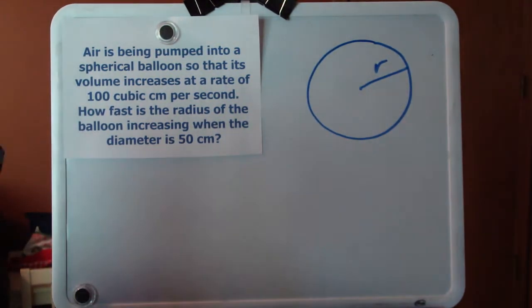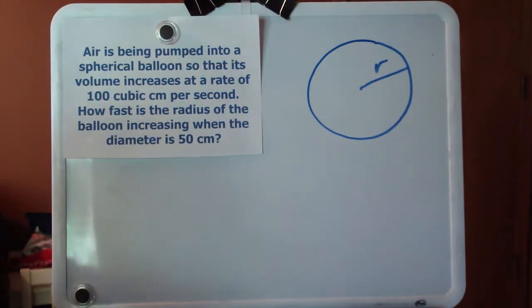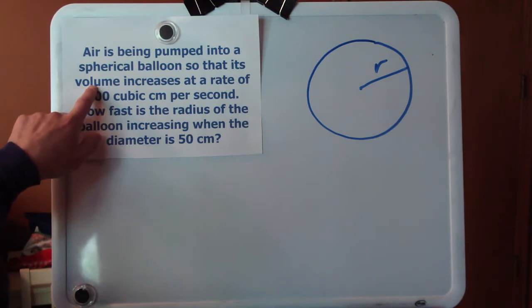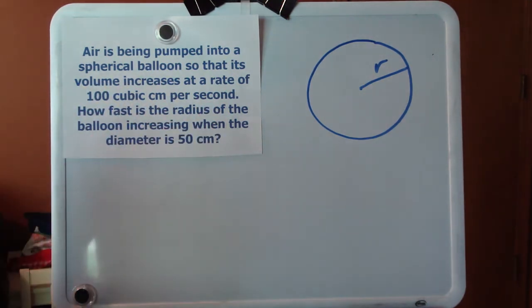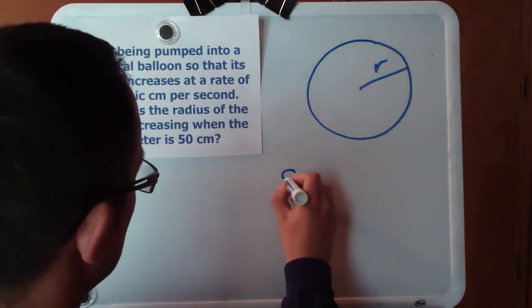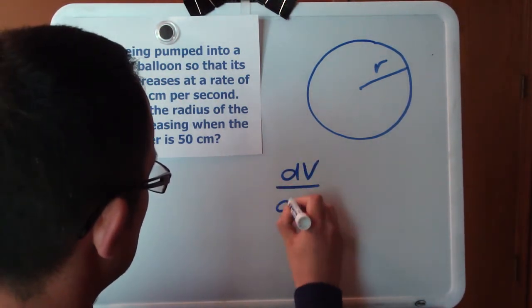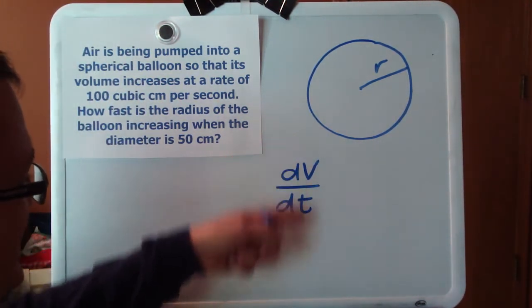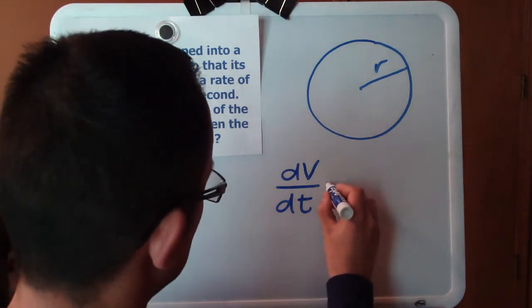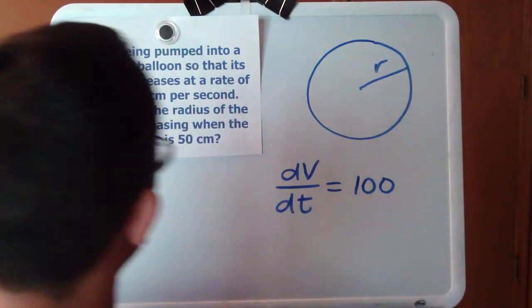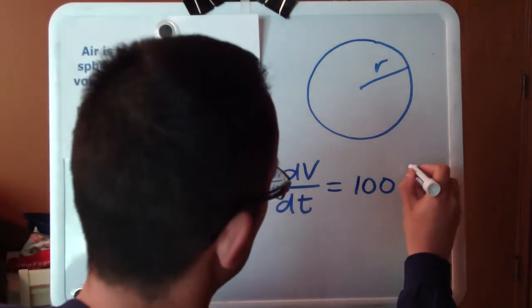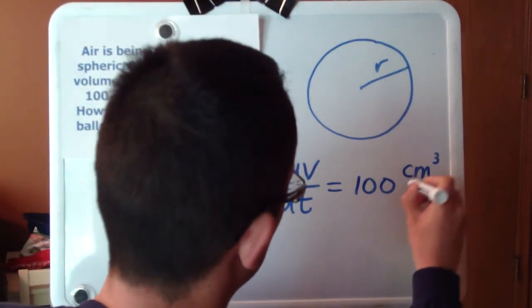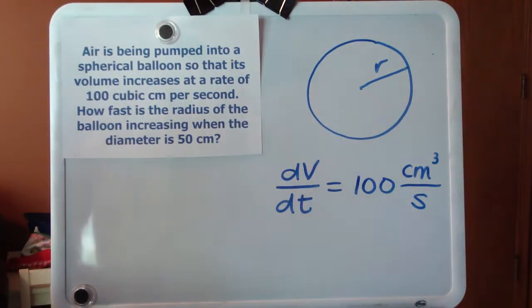Okay, so this here says the volume is increasing at the rate of 100 cubic centimeters per second. So this statement involves how the volume is changing with respect to time. That's a piece of information that we can write down. This here is dV/dt, which tells us how volume changes with respect to time. So we have 100 cubic centimeters per second. That is given information.